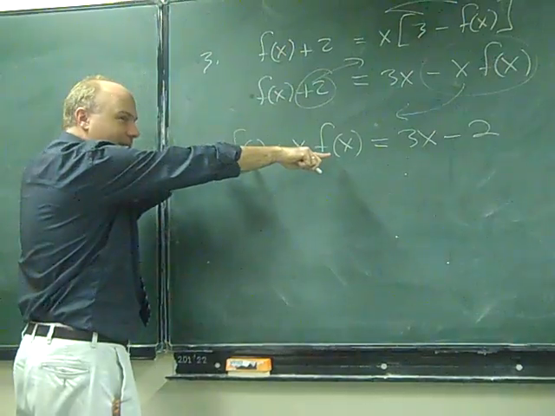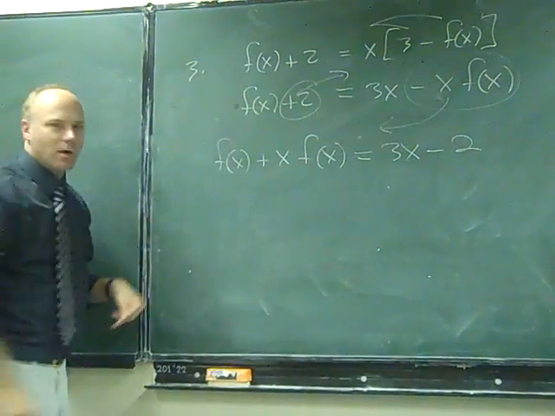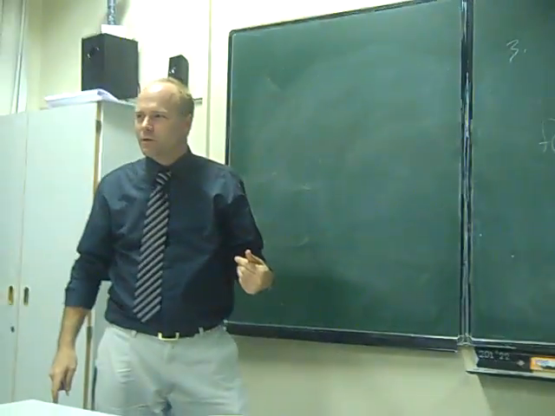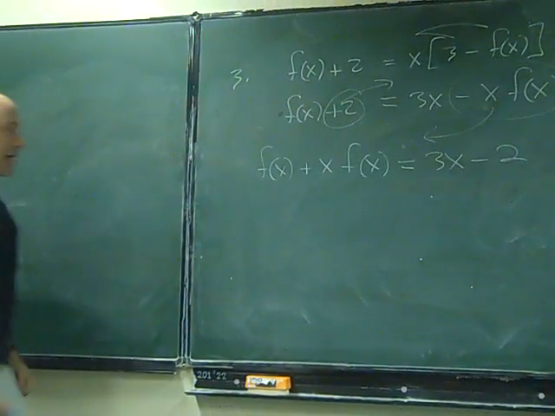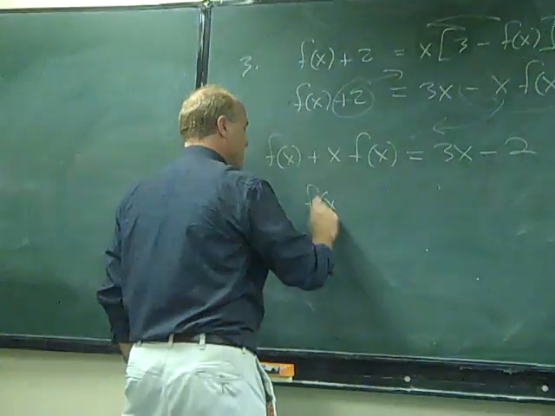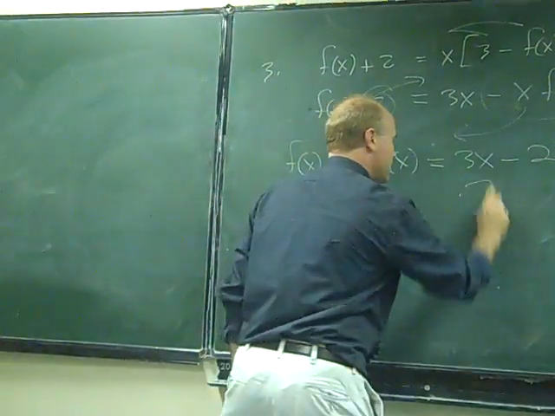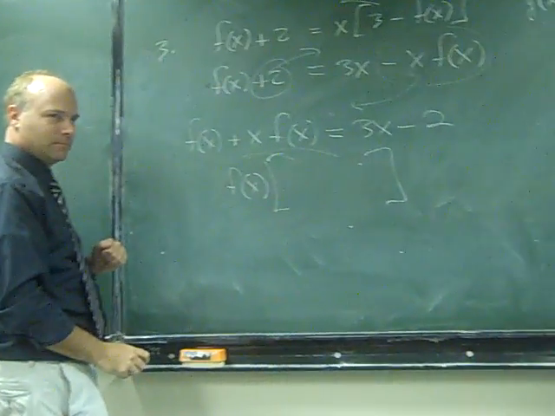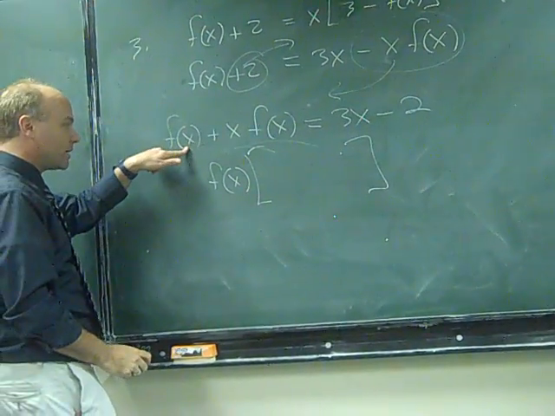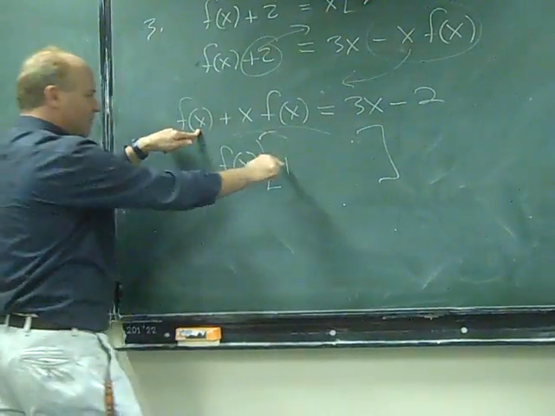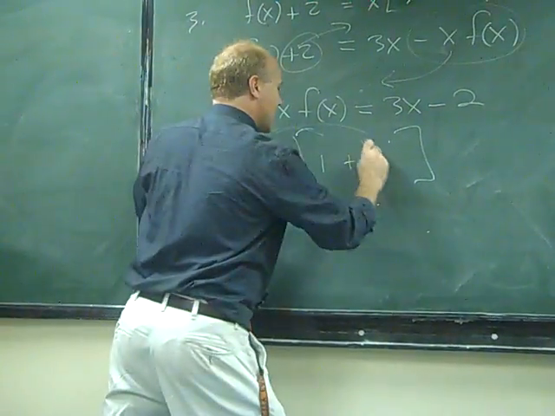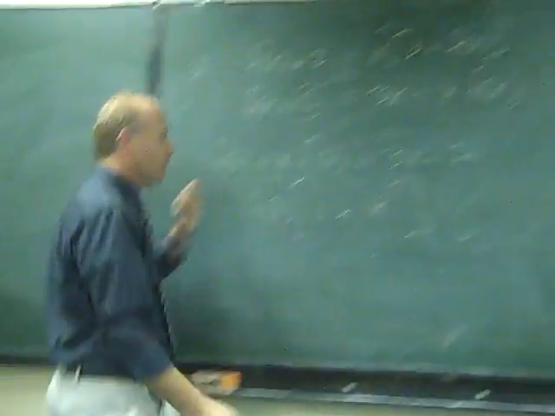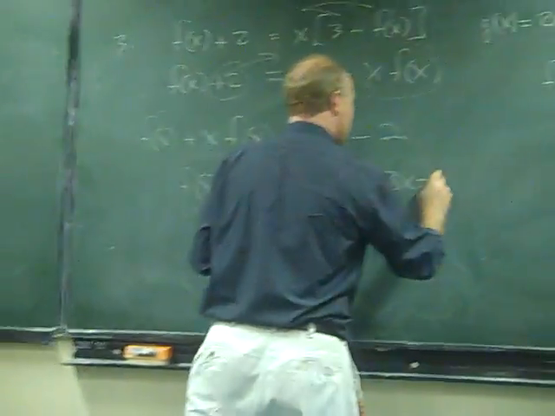Now, what are we going to do? We've got to get this out of here. There's 2 of them, and I want 1. What do I got to do? Parentheses. Yeah, it's parentheses. Factor it out. Factor it out like this. f of x comes out. What's inside? So that if I do this, I get that. x plus 1. Okay, 1 comes first, right? 1 times f of x is f of x, plus x. Like that. Okay? Equals 3x minus 2.